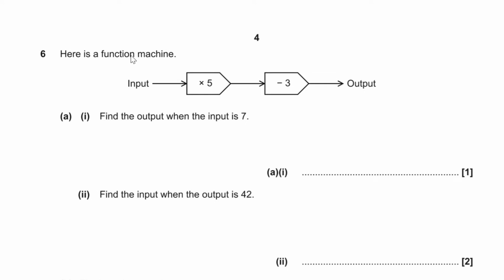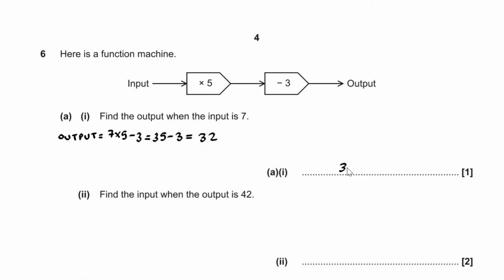Question number 6. Here is a function machine. We've got an input, we times by 5, we subtract 3, we get an output. We have to find the output when the input is 7. Well, if we input 7, then we've got 7 times by 5, and then we subtract 3, and from here we get an output. So the output is equal to 7 times by 5, take away 3. 7 times by 5, you'd find that to equal 35. So we've got 35 take away 3, which is 32.